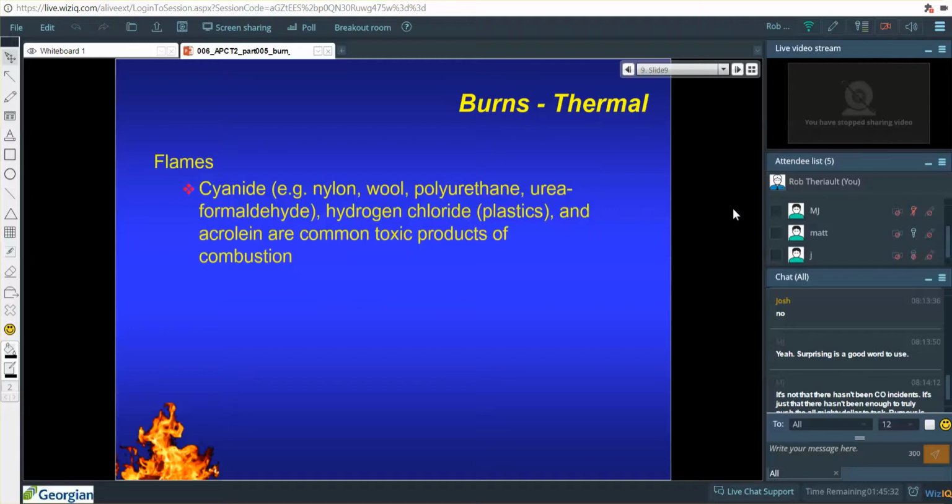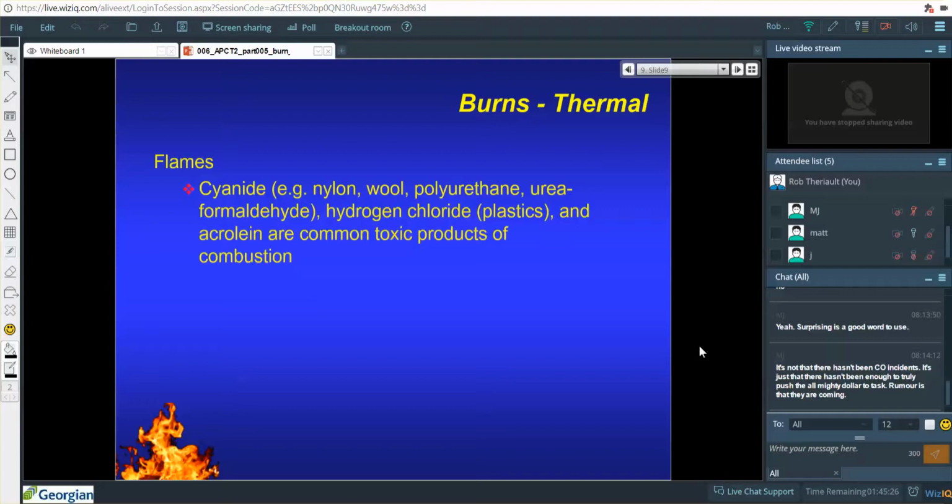Cyanide is one of them. And this is why some services and supervisors carry a cyanide antidote kit. So cyanide is produced by the combustion of things like nylon, wool, polyurethane, urea, and formaldehyde, and hydrogen chloride is produced by the burning of plastics, and this is very toxic, very irritating to the lungs. And acrolein is another common toxic product of combustion.